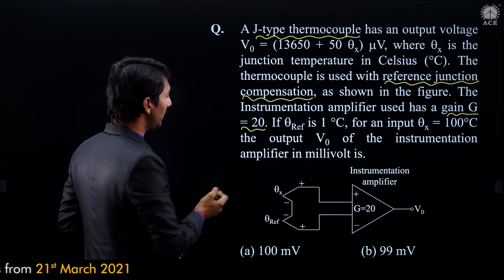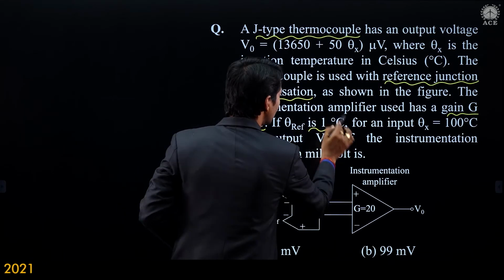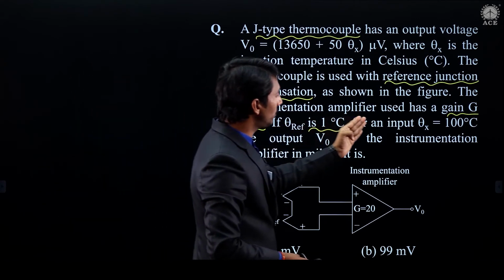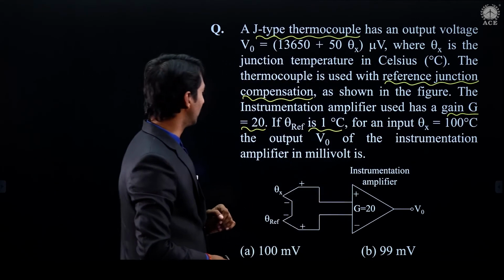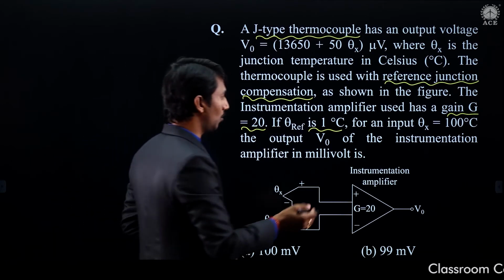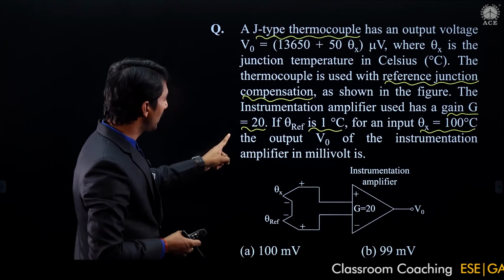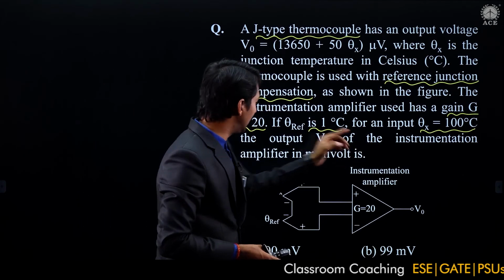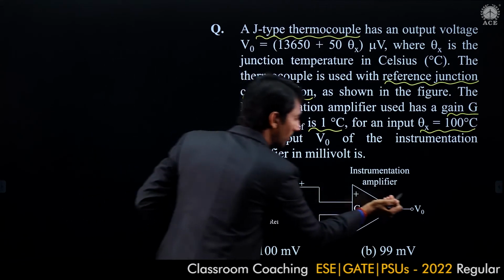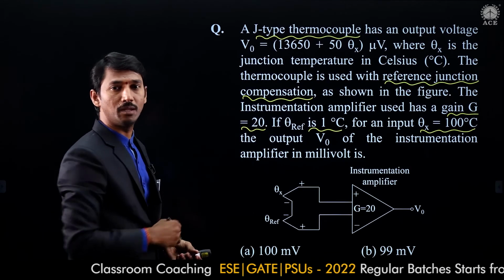Okay, here if theta reference is 1 degree centigrade, for an input theta x of 100 degrees centigrade, what is he asking? The output V0 of the instrumentation amplifier in millivolt. So he is asking for the corresponding output value V0 with respect to the given temperatures.